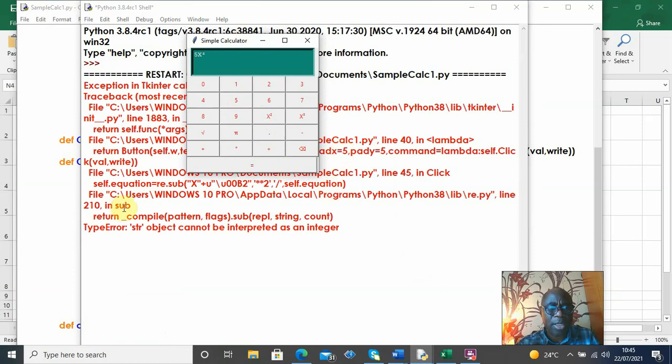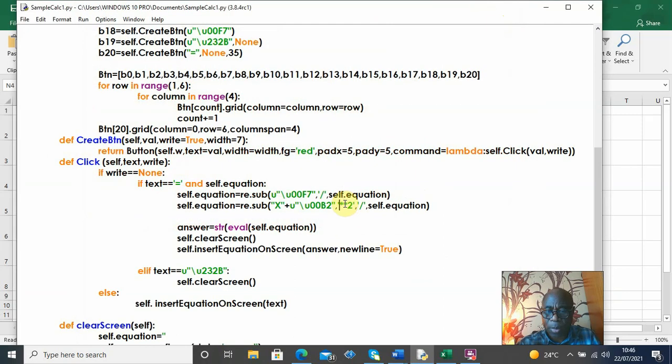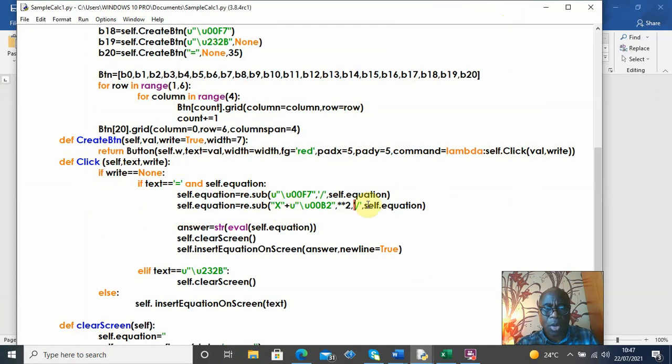It says line 210 return compile integer. So let's close that. Okay, I think there is, anyway, we are exponentiating x squared, so we want to replace this with sub. Do I have any error here? Okay, there's an error there. I've added a forward slash there, which shouldn't be there. I'm so sorry about that. Delete. Okay. I'm so sorry about that. So I think it should work now.